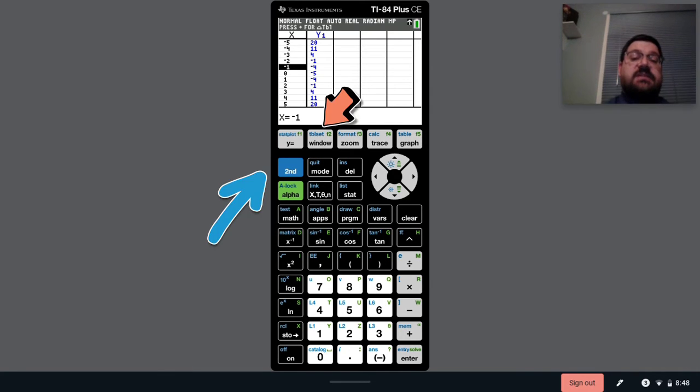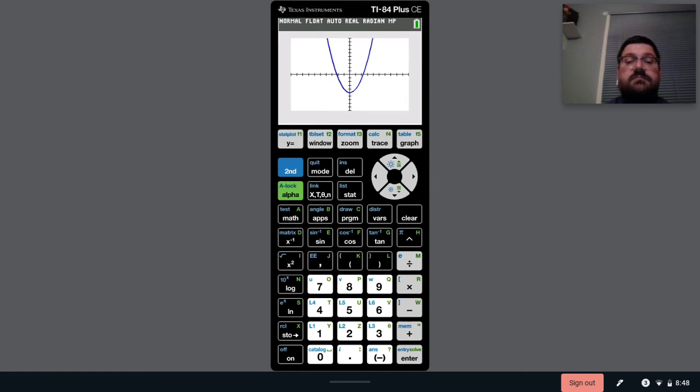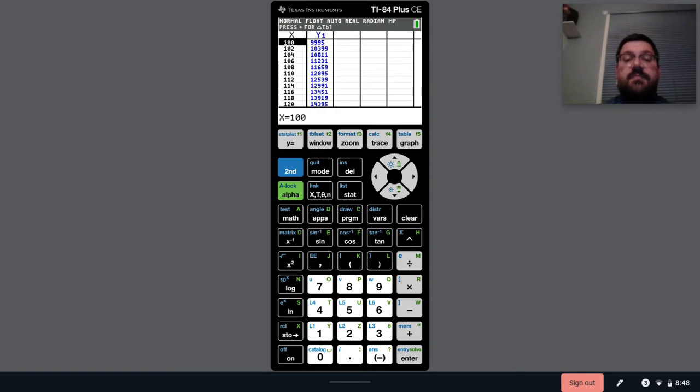So if you go to second table set, we can change our table start to 100 and our delta table to 2. Now if we go in there, wrong button, we'll see that we start at 100 and we go up or down by 2s.